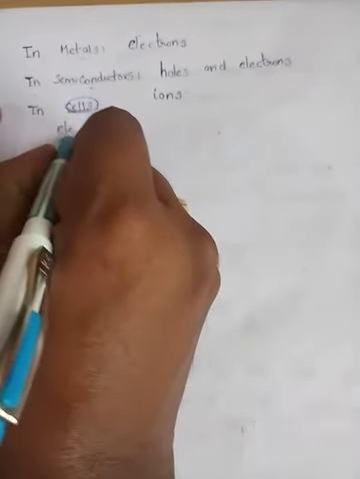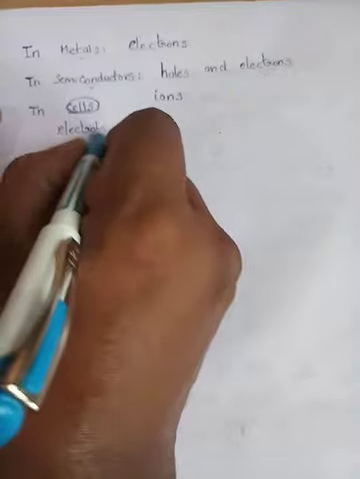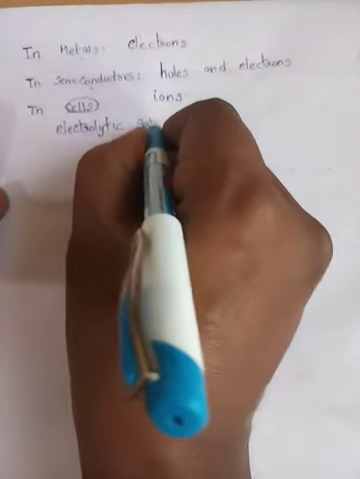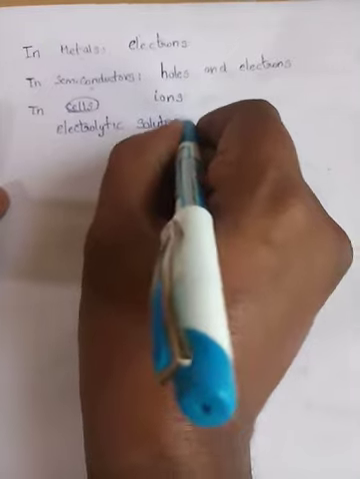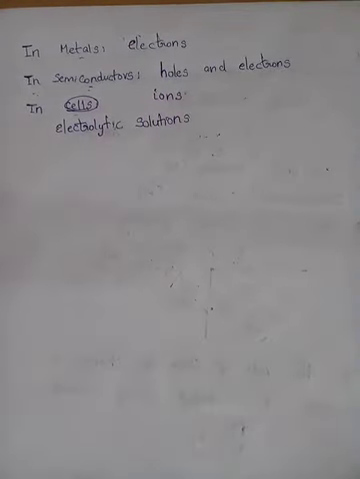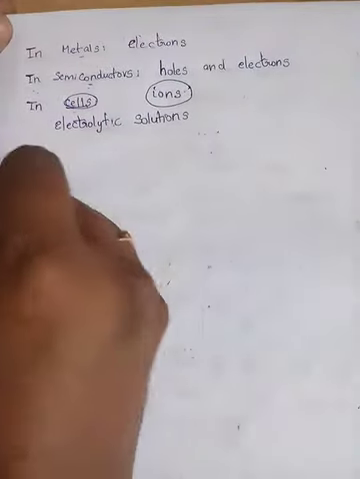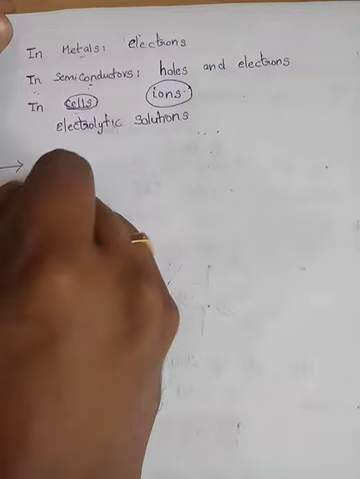Next one, we can say that in cells, or in electrolytic solutions. So in electrolytic solutions, what are the charge carriers? Ions. So as convention, we know the direction of current, right?